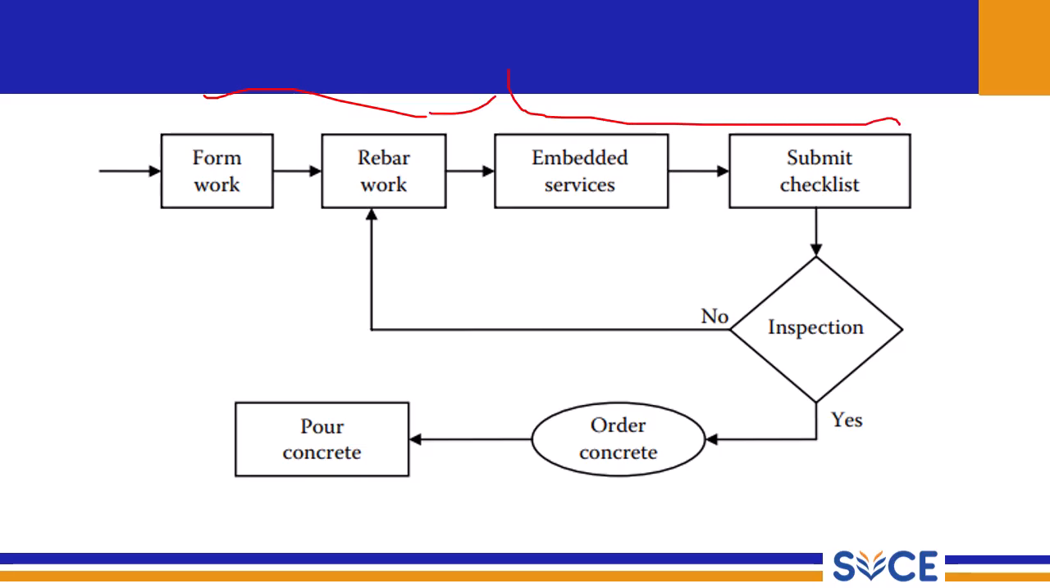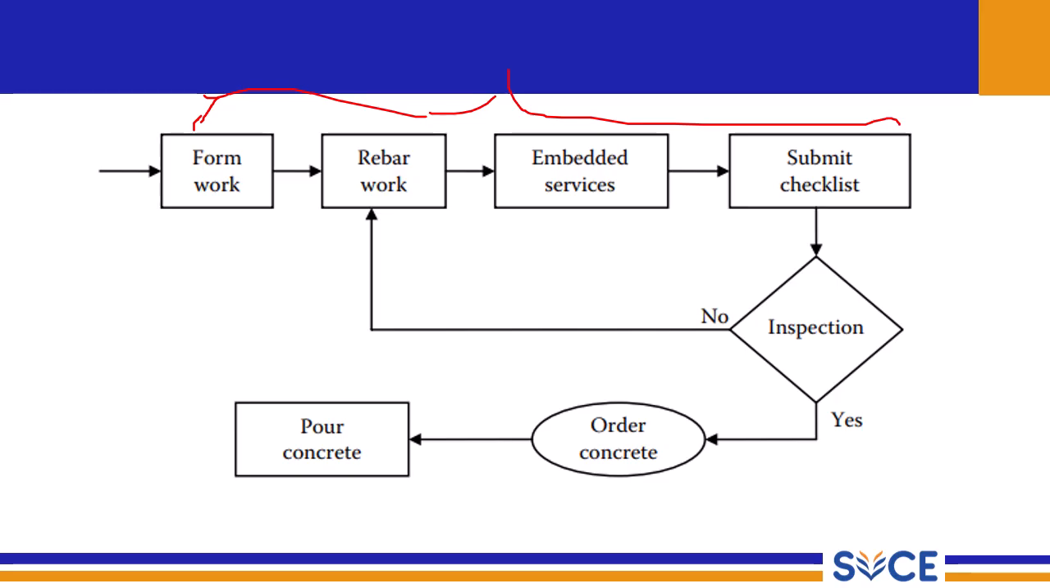Okay. If you don't do this and directly pour the concrete, then we will face some consequences and we have to take some corrective action. That is why we are doing all those steps. Okay. So this is one method, the flowchart method, we follow in the quality control process.